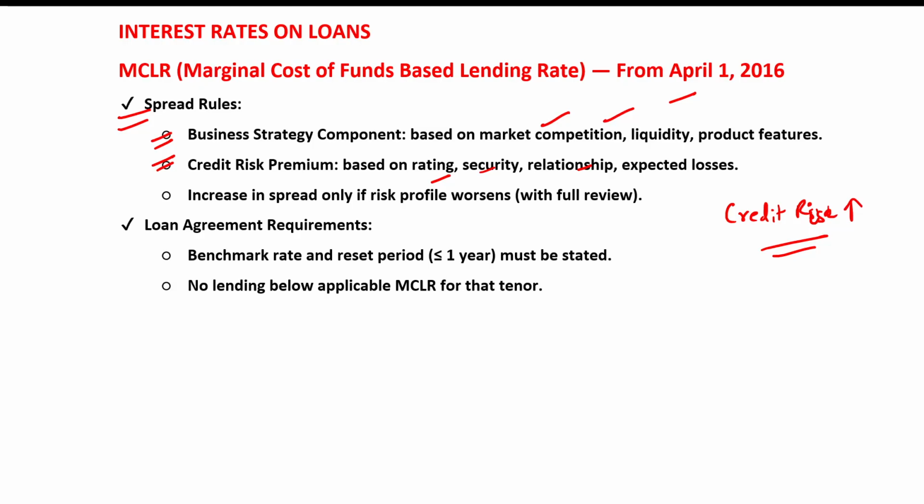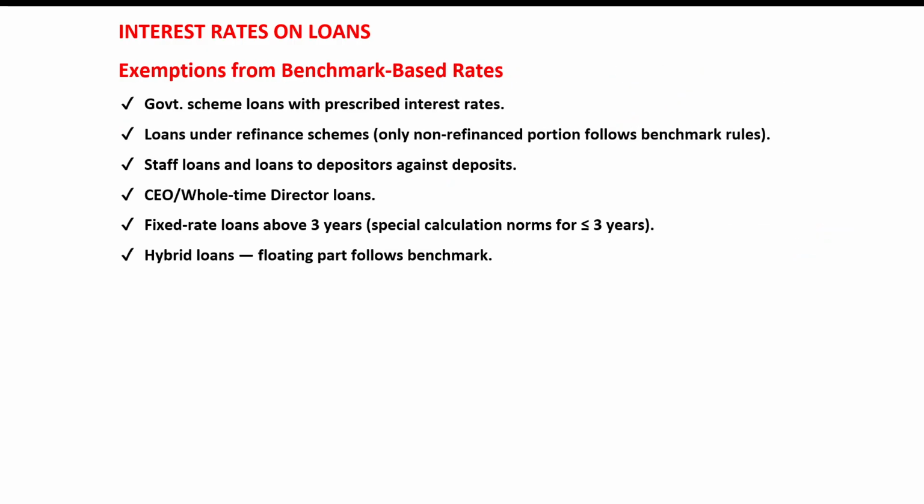And loan agreement must mention the benchmark rate and the interest reset period, which should be lower than 1 year. And for specific maturity, all loans linked to MCLR must be above or equal to it. So there should be no loan below MCLR. So no lending below applicable MCLR for that tenure. Exemptions from benchmark based interest rate. So some loans are not required to follow the RBI rules on linking interest rate to internal or external benchmark. So these are government special scheme loans.